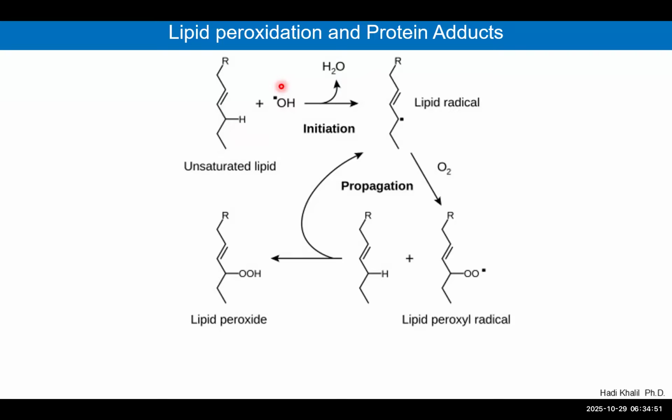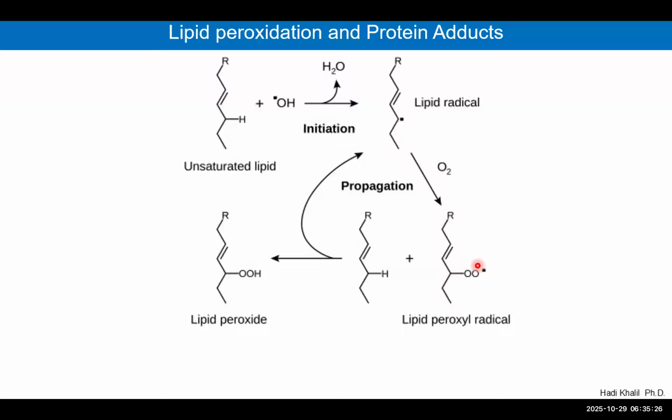So what did the hydroxyl radical do? They took that hydrogen away, leaving this with no electrons. And now this lipid radical is gonna go and start searching for electrons. Now, in the presence of oxygen, this lipid radical becomes a peroxyl radical.